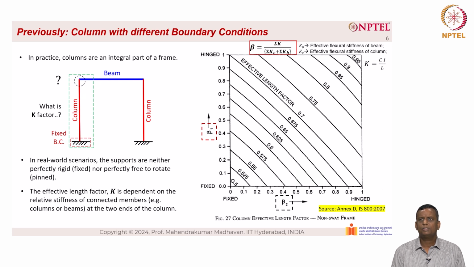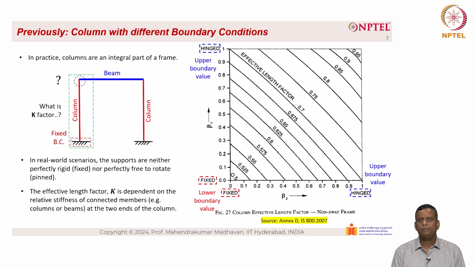fixed and simply supported 1.0. The appropriate K value between 0.5 and 1.0 depends upon the relative stiffness between the beams and the columns that are attached to the end conditions of the column. So at the lower end, we have fixed conditions. At the upper end, we have hinged conditions. So the lowest value is 0.5 and the highest value here is 1.0. So the intermediate range is the practical scenario.